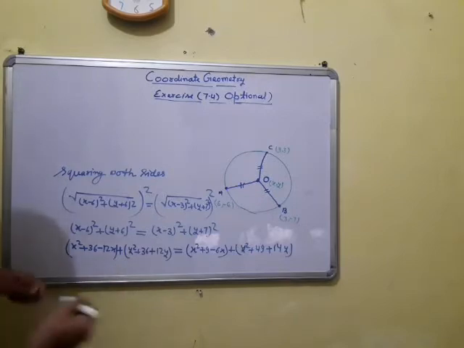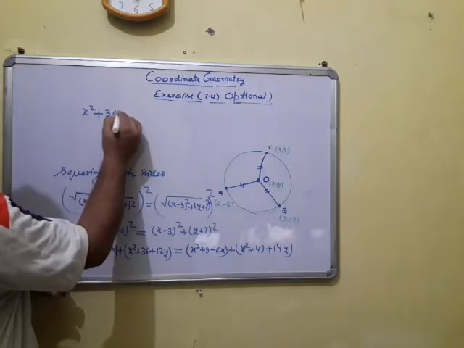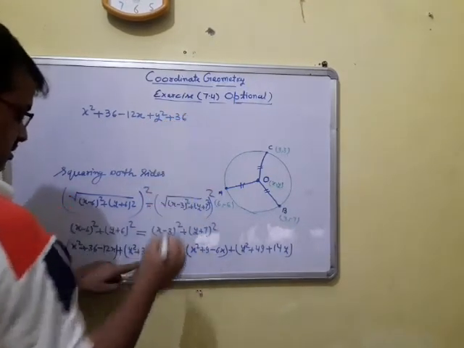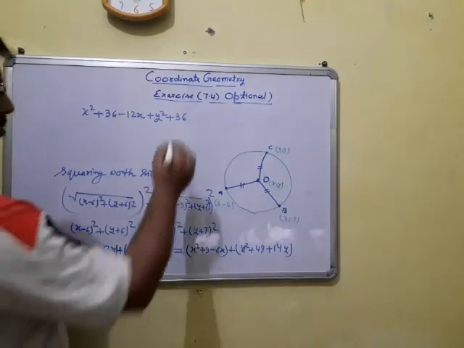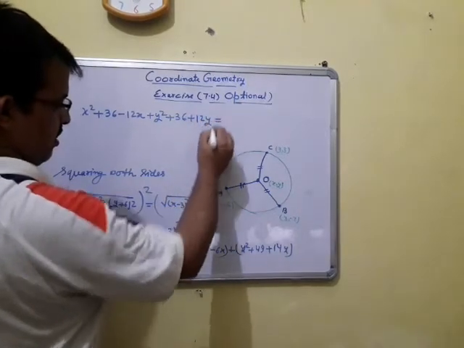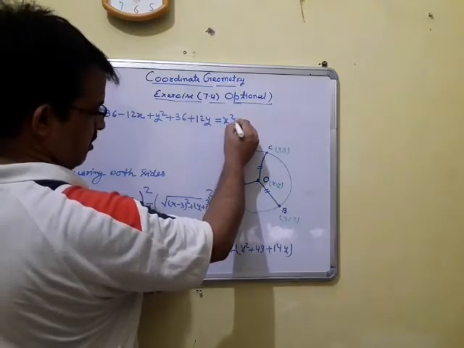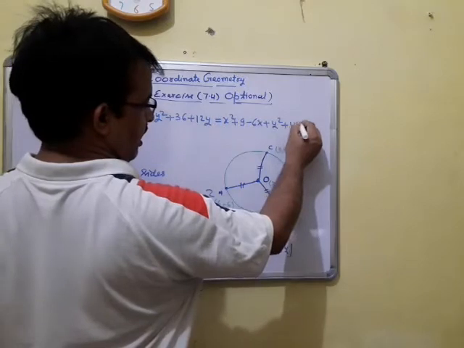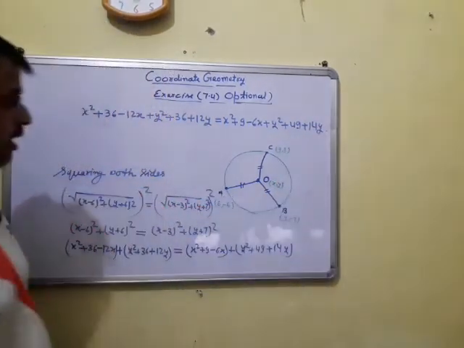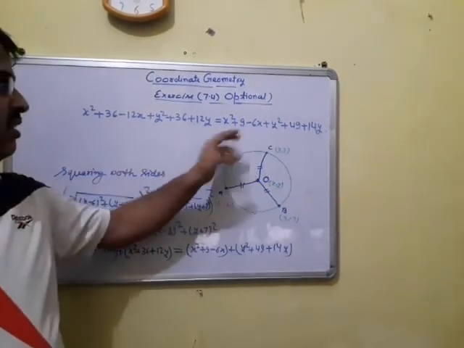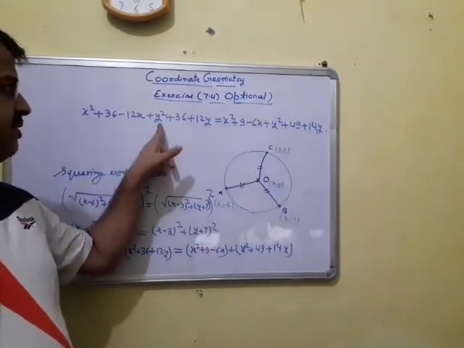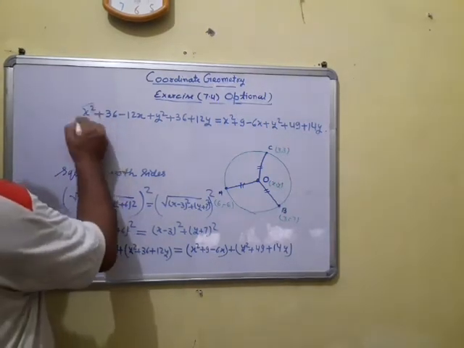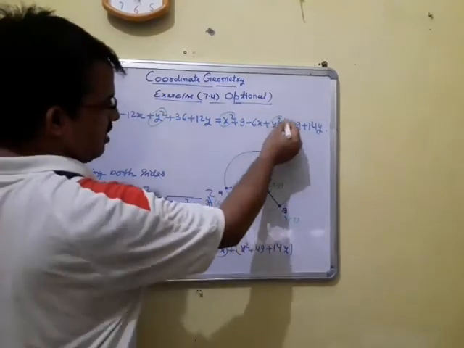Now look here, open the brackets. So here x² + 36 − 12x + y² + 36 + 12y is equal to, look at that portion, x² + 9 − 6x + y² + 49 + 14y. Clear? Now look here, on both sides, x² and y² are there with the same sign, so these portions are cancelled.